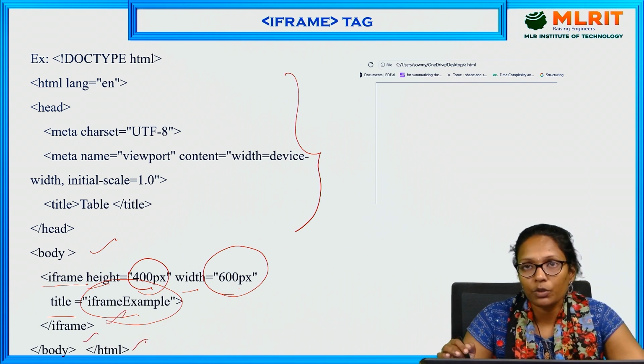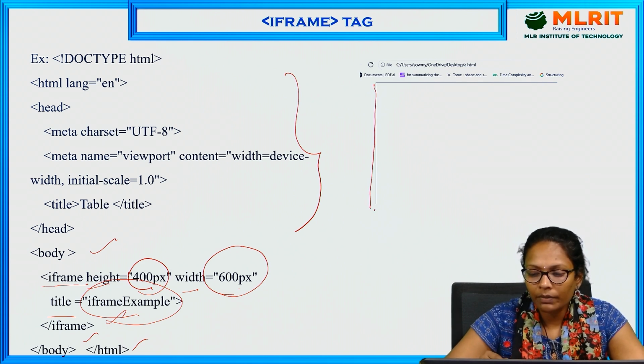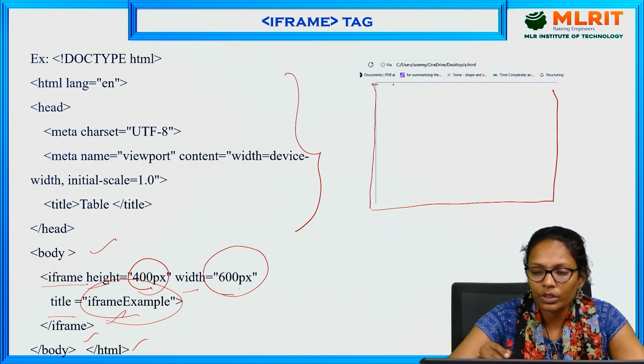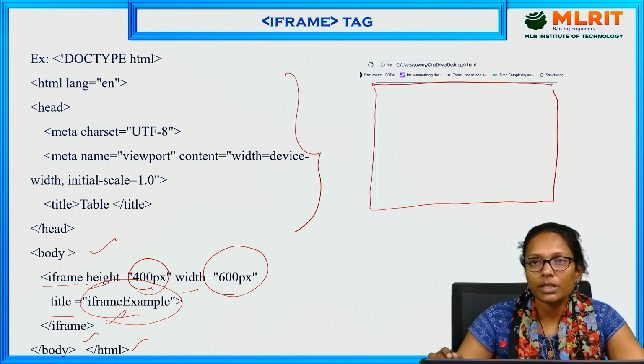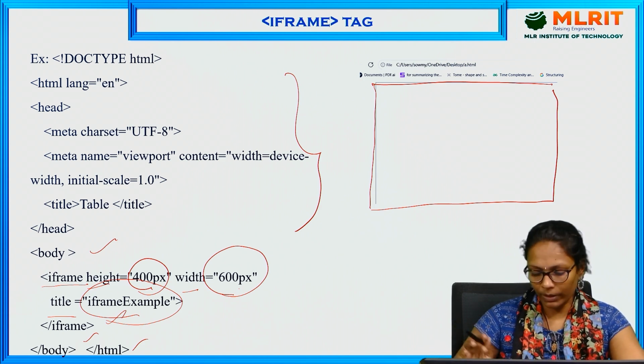If you see, this is the output we are going to get. An empty frame will be created with the provided height and width. So this is the frame. Just an empty frame with a normal border will be created. Why? Because I didn't mention any source, what I want to display inside that frame. I'm mentioning only height and width. With that height and width, a frame will be created.